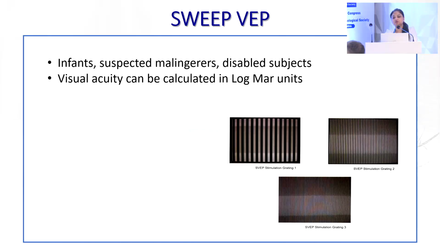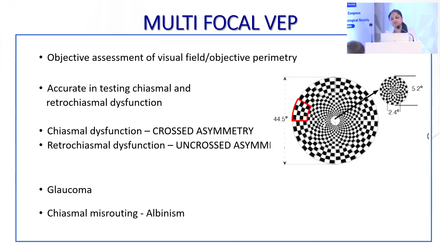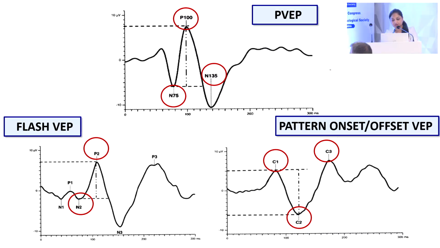Just a little note on sweep VEP. It is used in infants, suspected malingerers, and disabled subjects. The visual acuity can be calculated in logMAR units. This is how the report looks. And multifocal VEP is not used that commonly. It is an objective assessment of visual field and perimetry, used for glaucoma and retrochiasmal dysfunctions. These are the three waveforms, the pattern VEP, flash VEP, and pattern onset offset VEP.